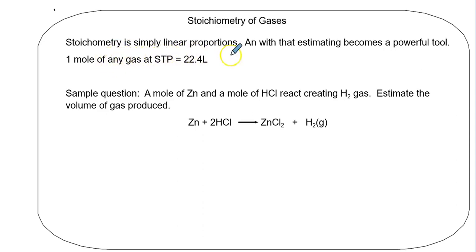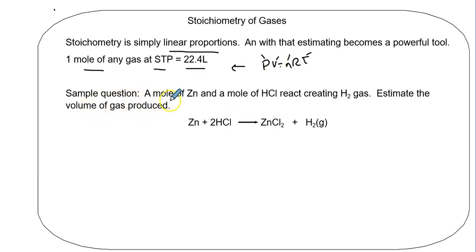Stoichiometry is linear proportions. That's a lot of what we're doing, and those linear proportions can help us a lot. Keep in mind, 1 mole of any gas at STP is 22.4 liters. This is just a condensed version of the ideal gas law: 1 atmosphere at 273 Kelvin is 1 mole, and it equals 22.4 liters.